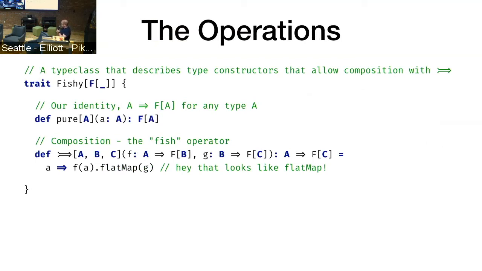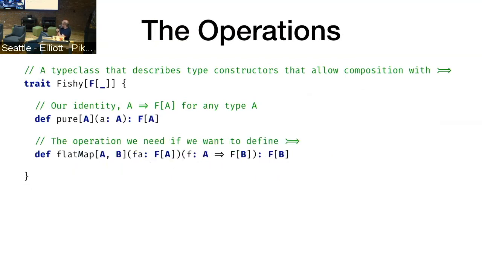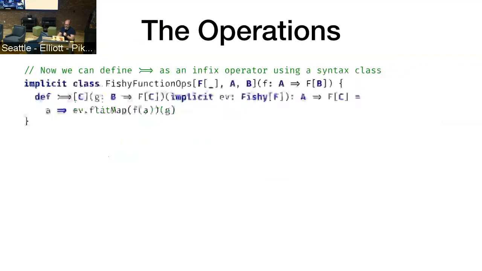So really the fish operator is a derived operator. What we really need to define is flatMap. Okay, so flatMap takes an F of A to F of B, and gives us an F of B back. And then once we have that, we can define the fish. And so what we can do is add that fish as syntax, as an infix operator for function types.